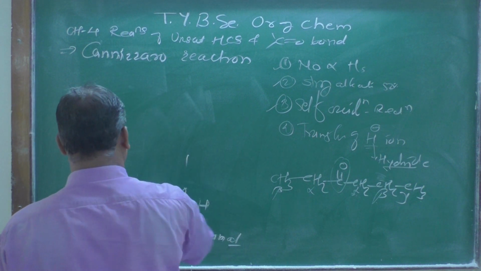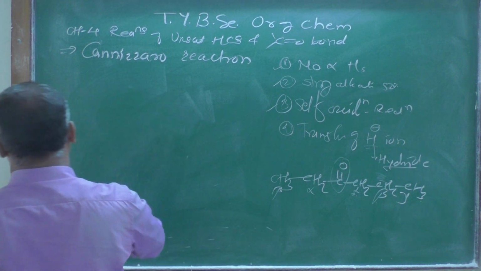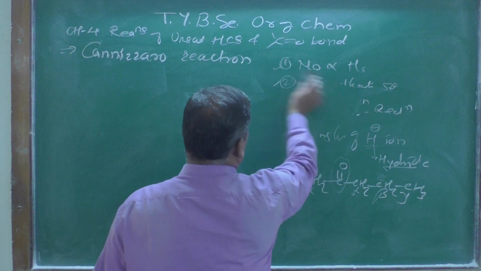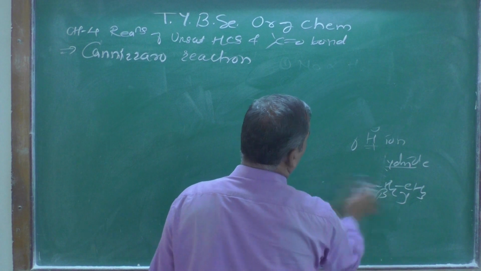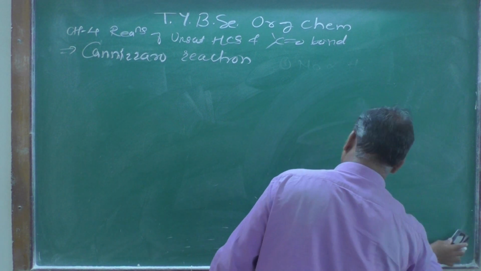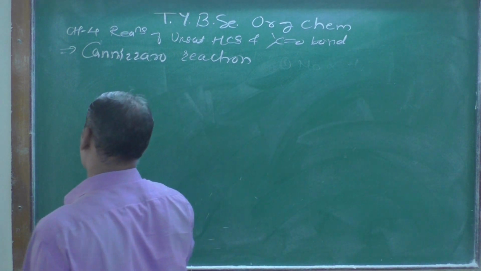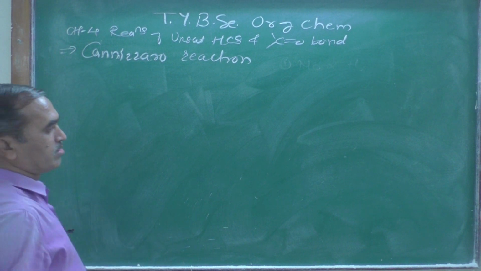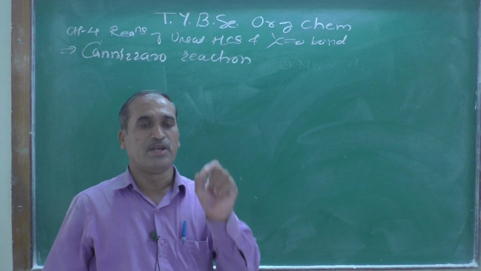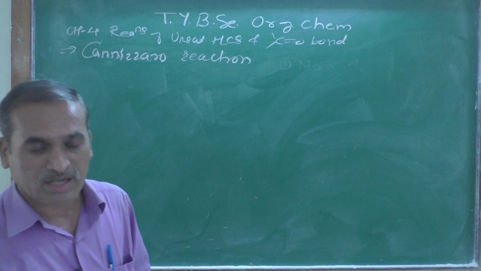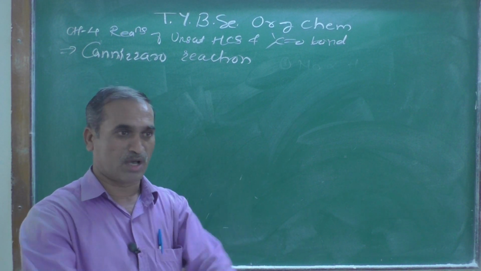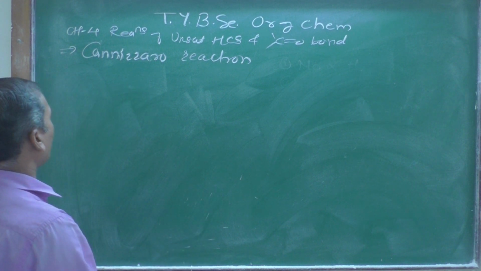Now let us see, there are 3 types of Cannizzaro's reactions possible. What are those? The first one is called a simple Cannizzaro's reaction. The second one is called a crossed Cannizzaro's reaction. And the third one is known as an intramolecular Cannizzaro's reaction. Remember, there are 3 kinds of Cannizzaro's reactions taking place.